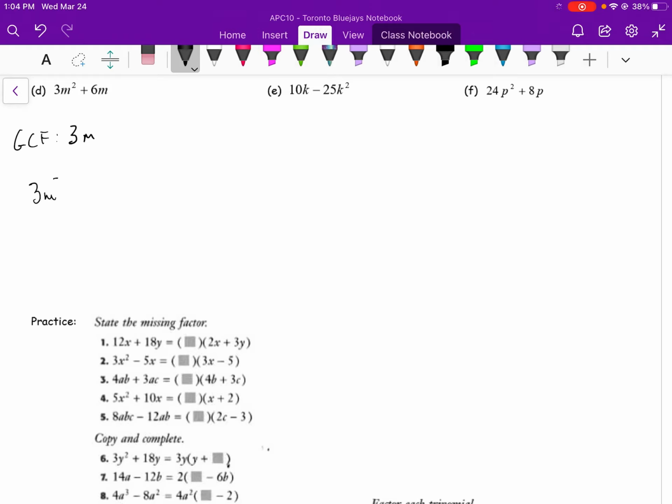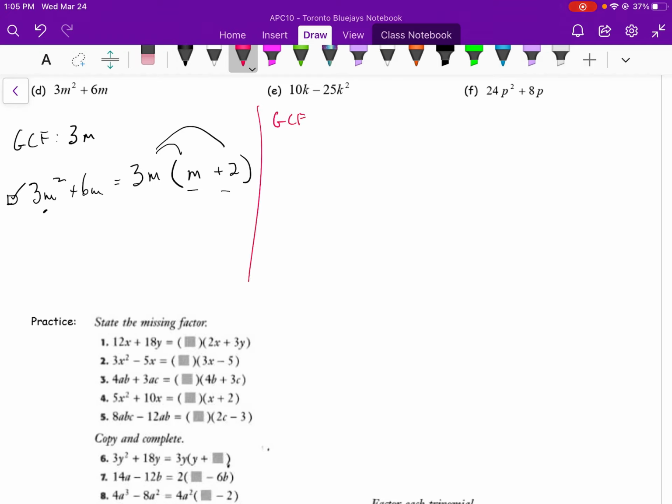So I can write 3m squared plus 6m is equal to, well, 3m times m plus 2. And if you multiply out, you should get 3m times m is 3m squared. 3m times plus 2 is plus 6m. Check. We're good. Now, remember, the words that I used here is I actually divided 3m squared by 3m and then 6m by 3m. All right, let me switch colors, change questions.